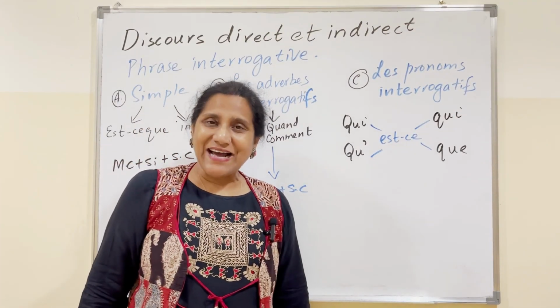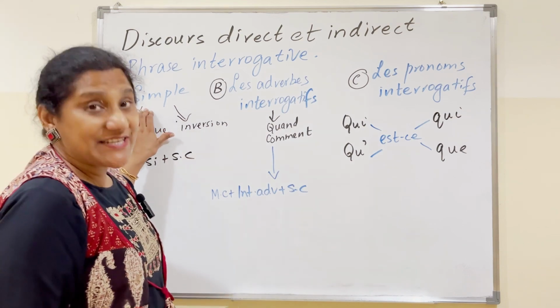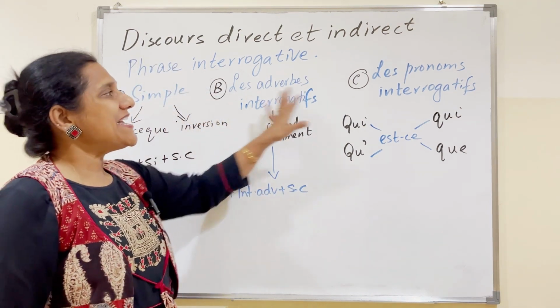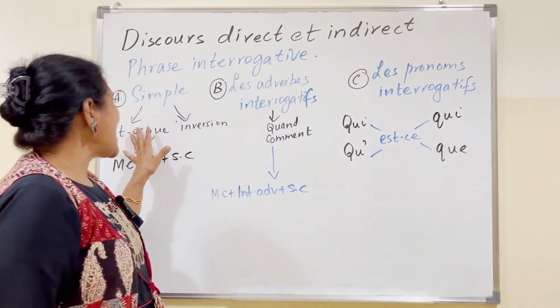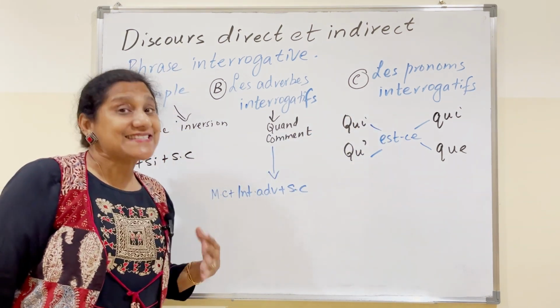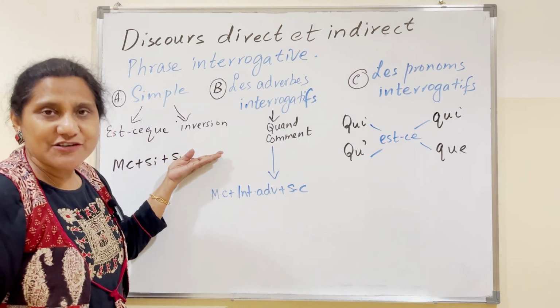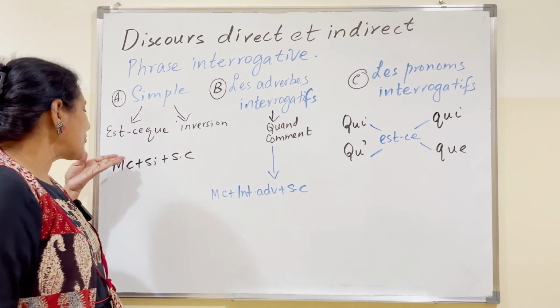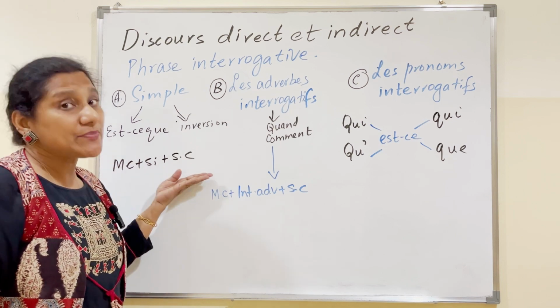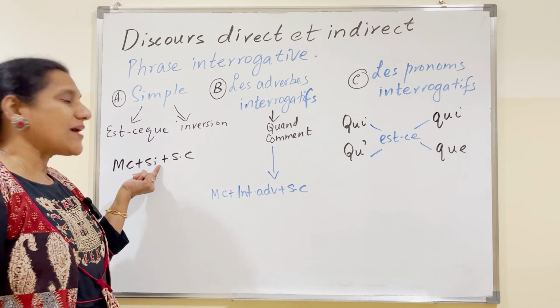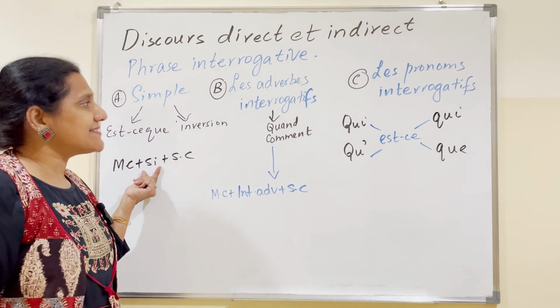Phrase interrogative, there are going to be three different types, and for our convenience we named it type A, B and C. Type A are phrase interrogative simple, which could be when you have sentences like est-ce que or inversion, and you change it by putting main clause plus si plus subordinate clause. When you're changing back from indirect to direct, you have to identify the joining word as si.